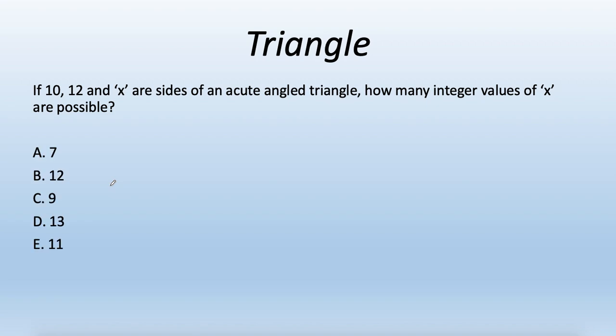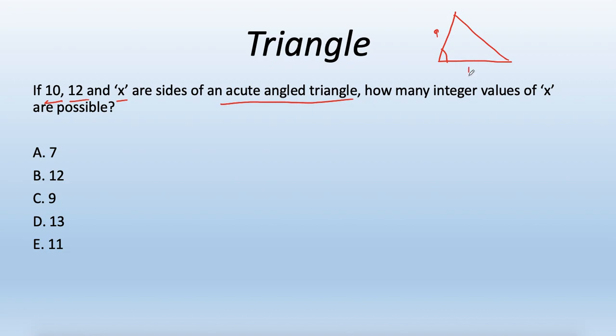Just pause the video and try to solve it on your own. So I assume you have paused and solved it on your own. Now let's quickly solve this. We have three sides, 10, 12 and x. For an acute angle triangle, how many integer values of x are possible? So if acute angle, just the concept we discussed in the last class. In the acute angle, as we know that all of the angles are less than 90, but assuming that this angle is the maximum angle in the triangle, although less than 90 but maximum.